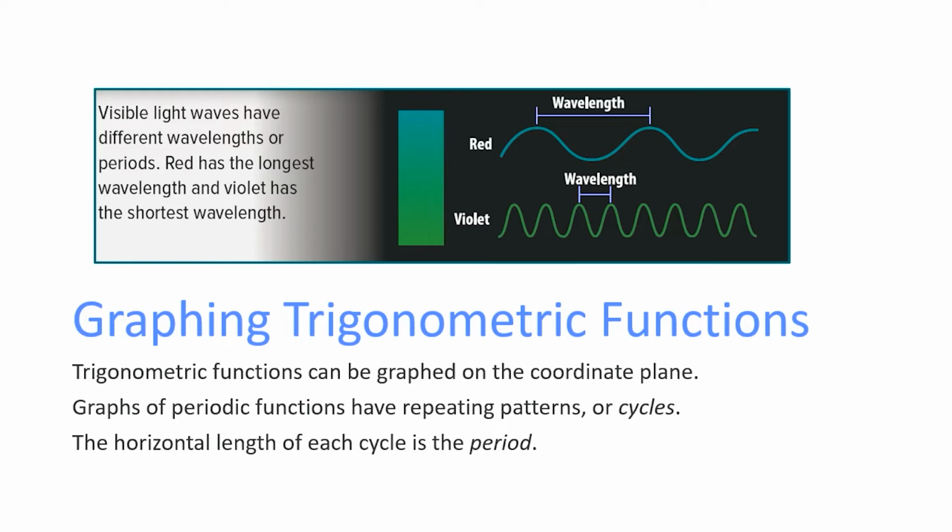One example of wave functions is visible light. Visible light waves have different wavelengths or periods. Red is the longest wavelength and violet has the shortest wavelength.